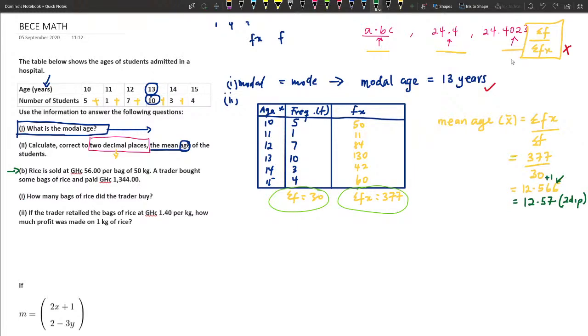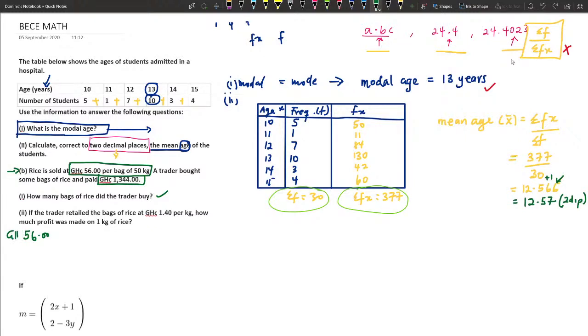With this one, we know the price per unit. This is the price per unit that has been given to us. Price per unit basically means price per one item or price per a bag. The trader bought some number of bags of rice, but we don't know the number, but we know the total amount he or she paid. So they are saying that we should find the number of bags the trader bought. In order to do so, we need to know the price per unit of the rice. Okay, so let me do Ghana cedi. Let me do this well quickly.